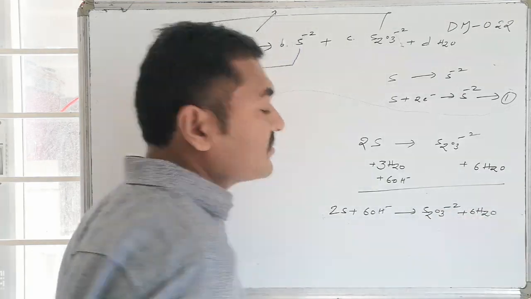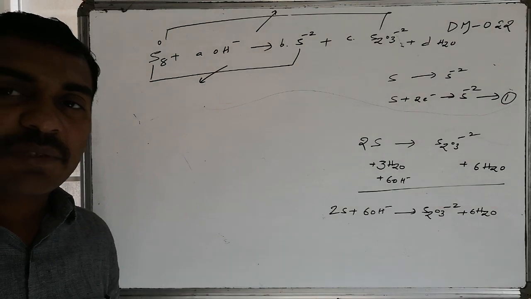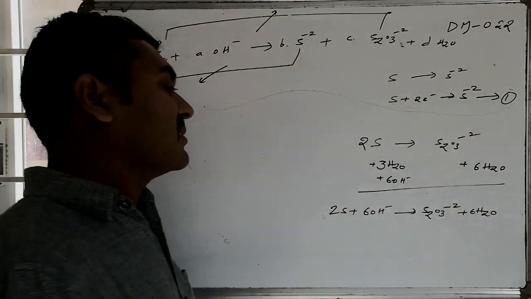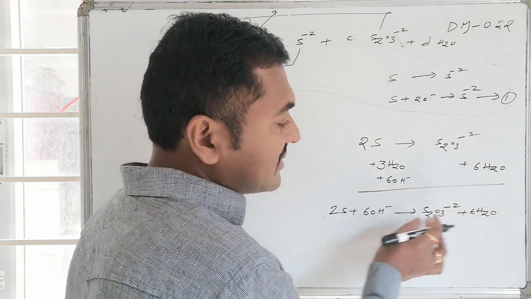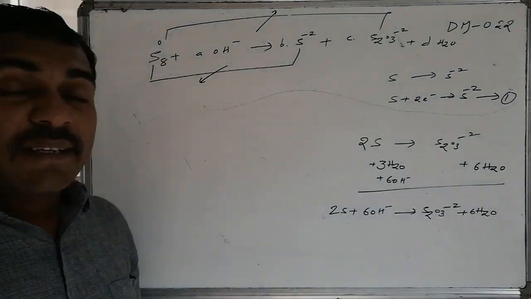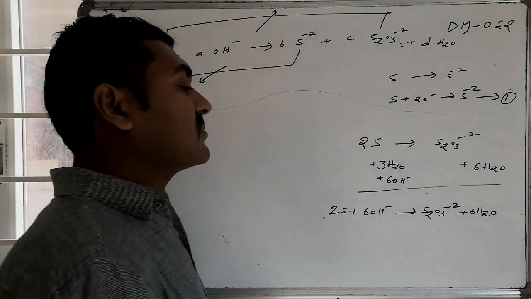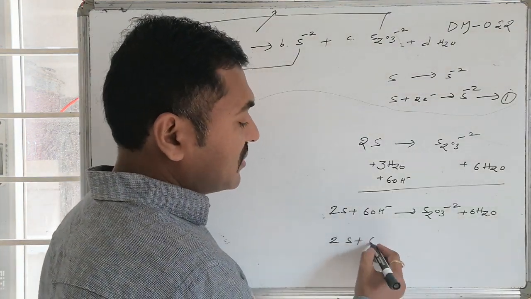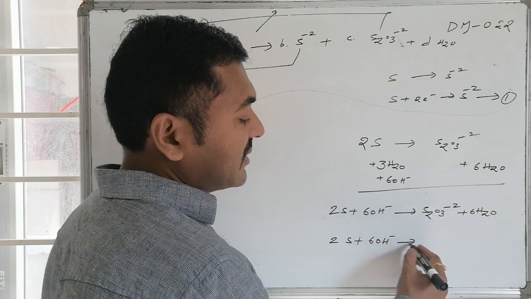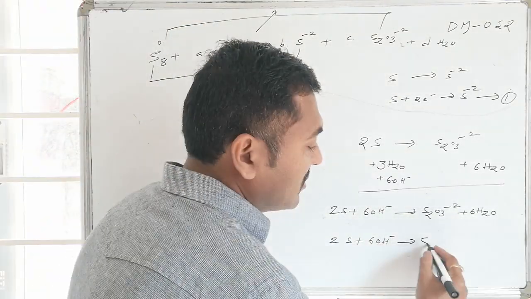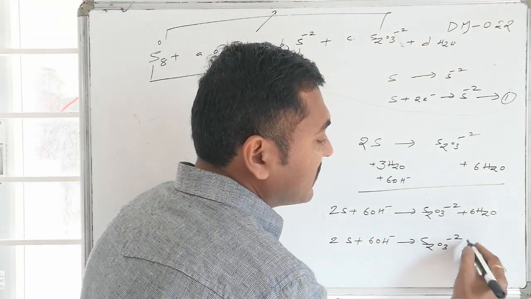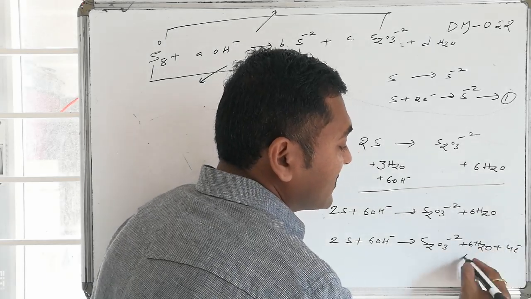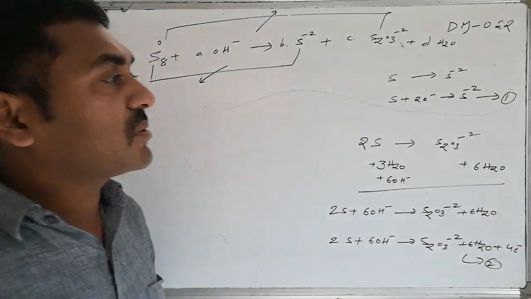6 water molecules. If I write this in terms of charges, in terms of ions, in terms of electrons, then the charge becomes minus 6 converted to minus 2, which is possible if it loses 4 electrons. Hence it is 2S followed by 6 OH minus converted to S2O3 2 minus followed by 6H2O after losing how many electrons? 4 electrons. This is equation number 2.